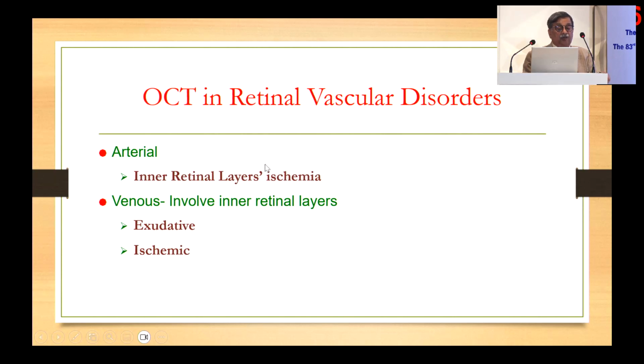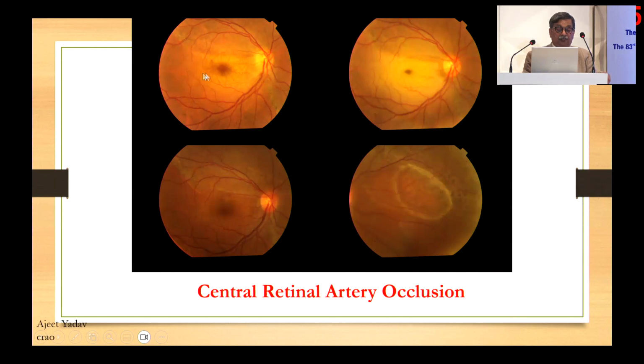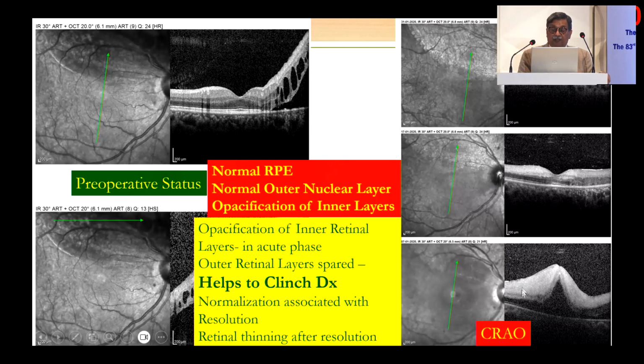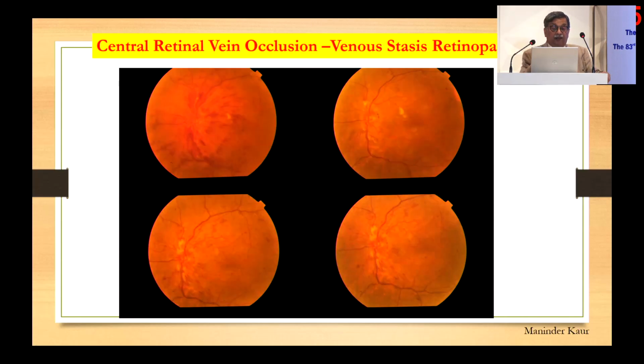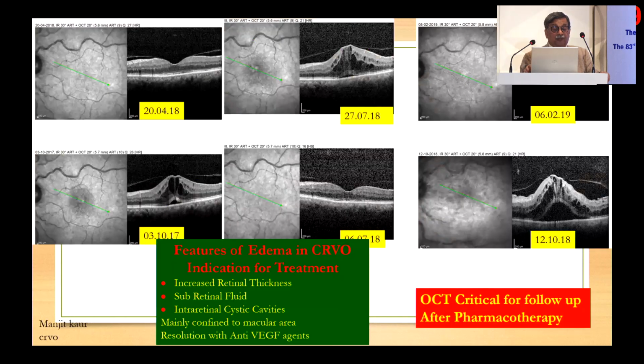The other important condition you need to understand is arterial and venous ischemia. Arterial ischemia is in CRAO, you have inner layer ischemia, and then you can have venous blocks also causing either exudative or ischemic changes. So let's look at this. This is a central retinal artery occlusion, and in this patient, you see when the acute phase occurs, the inner layers are completely opacified, and you can easily confirm your diagnosis. With time, this becomes less and finally goes away, but it will lead to thinning of the retina in that quadrant.